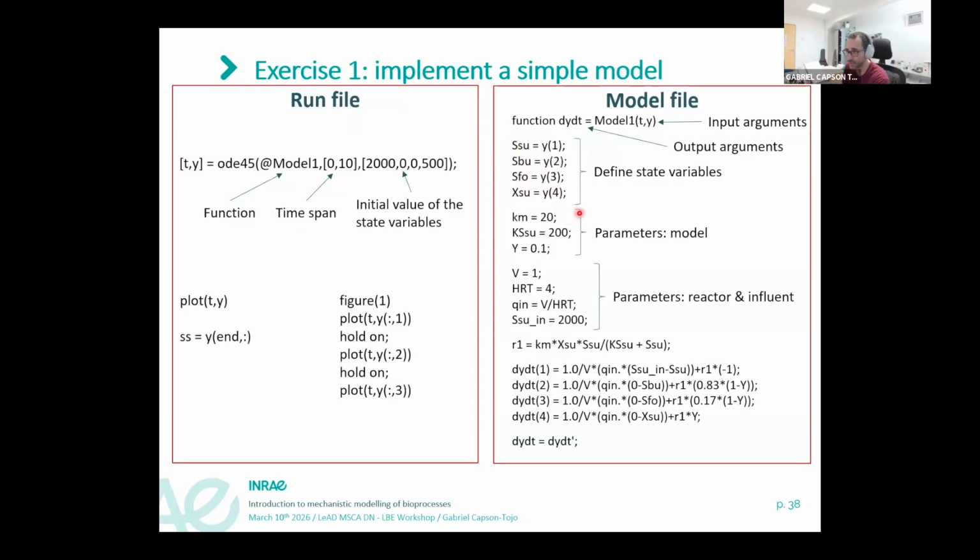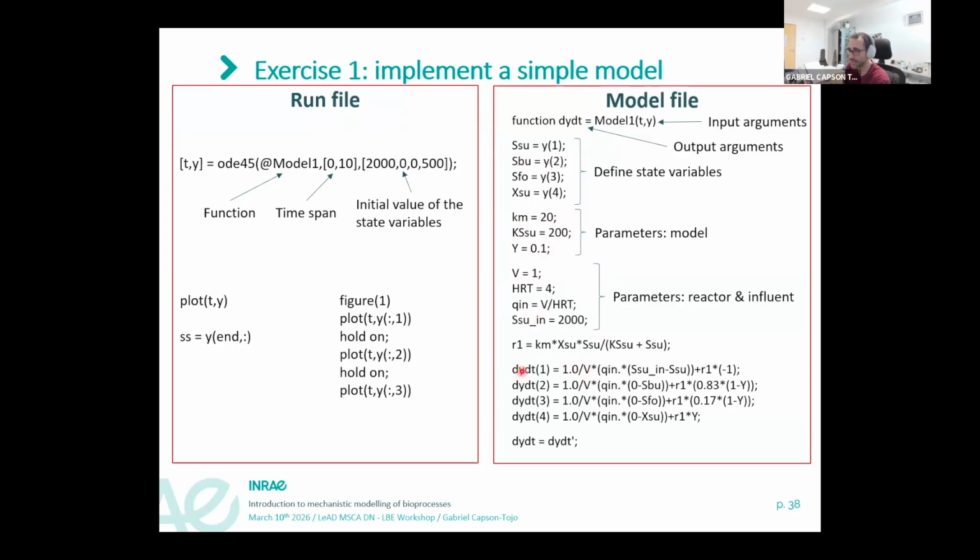The next thing that defines your model are the parameters. So here I'm just taking the parameters that I mentioned before. So the Y is 0.1 gram per gram. This is 200 milligrams COD per liter, which is a saturation constant for the Monod equation. And this is the maximum uptake rate, so 20 gram per day. And again, then I'm just putting the stuff that I need to run the equation that I was mentioning before.